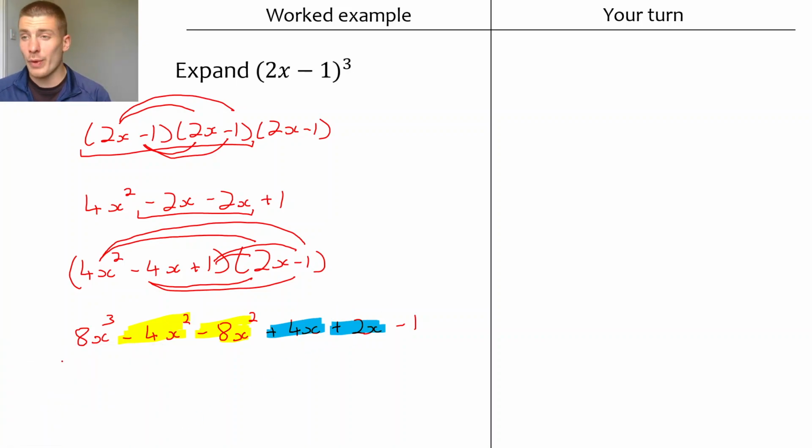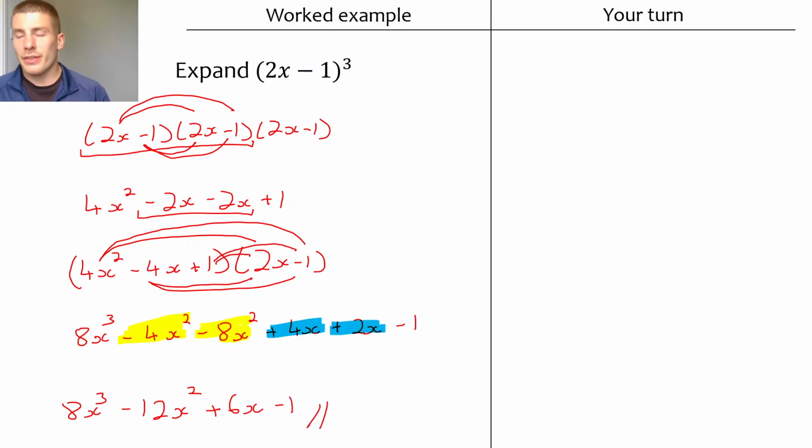So overall, if we simplify now, you've expanded everything, but always simplify it, we're going to be left with 8x cubed minus 4x squared minus 8x squared gives you minus 12x squared. Plus 4x plus 2x gives you plus 6x. And you've got the minus 1 on the end, and this is your answer. So you've expanded the first 2 brackets, you times it by the last bracket, and then you simplify everything together.